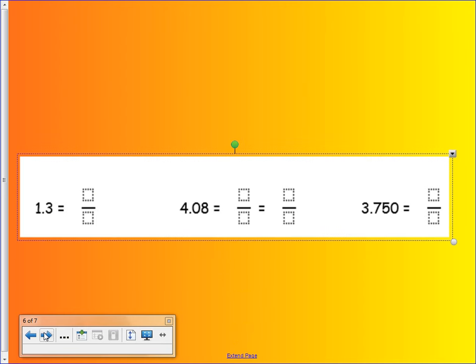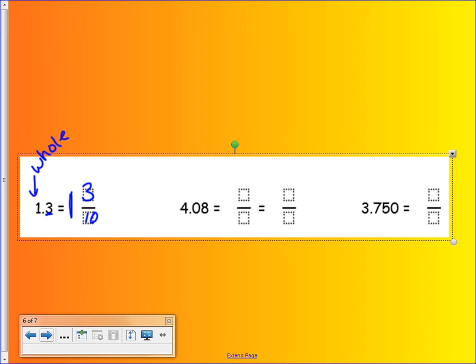Now let's take a look at this one. Here we have 1 and 3 tenths. So this one right here is our whole number. We have to keep that out in front as our whole number. And then this here is read as 3 tenths. So we would write it 3 over 10.